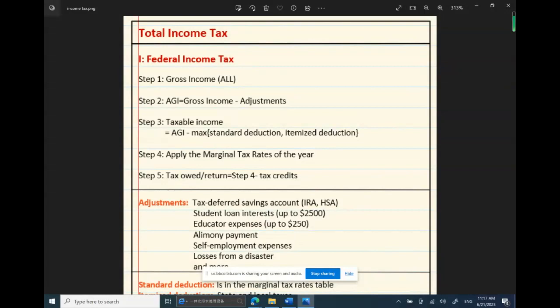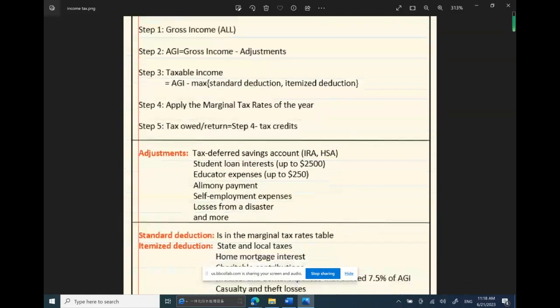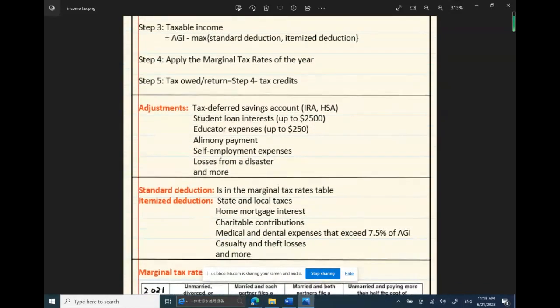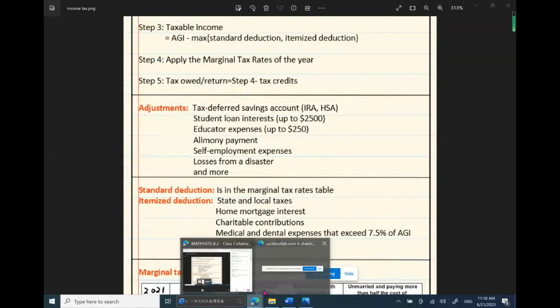Next step, we subtract deductions from AGI to get taxable income. How much federal income tax you pay depends on your taxable income. We get taxable income by taking AGI minus the maximum of the standard deduction and the itemized deduction. Yes, we have two deductions. For the majority of people, we choose the standard deduction. Here is the information for 2023.